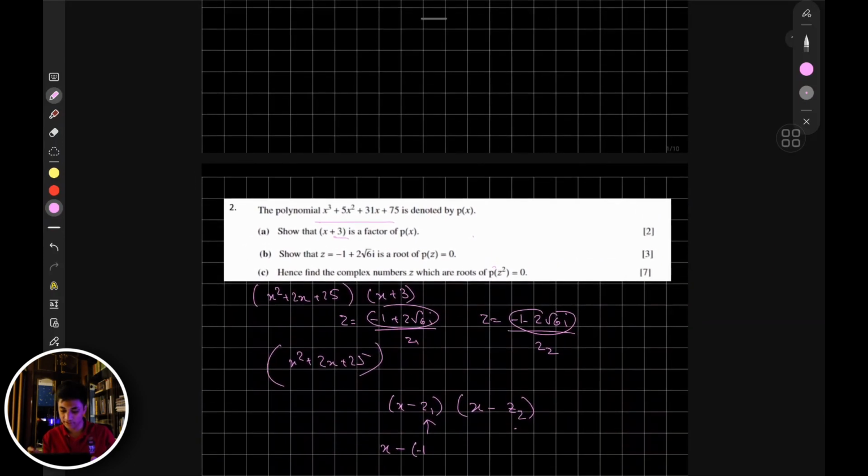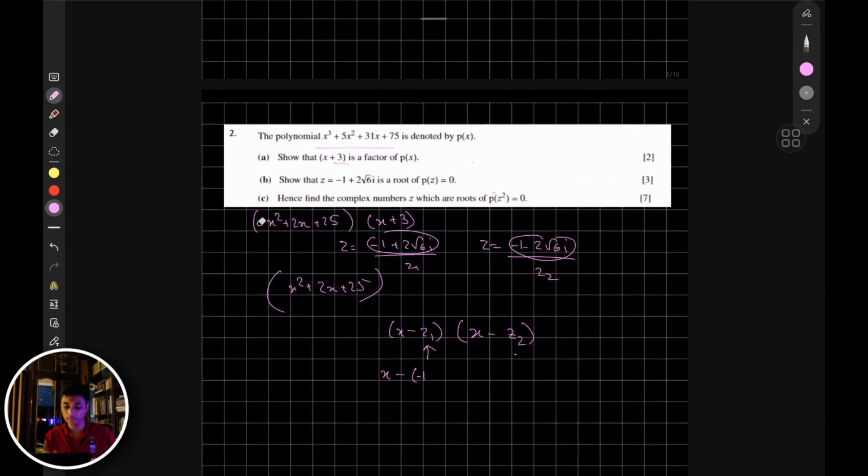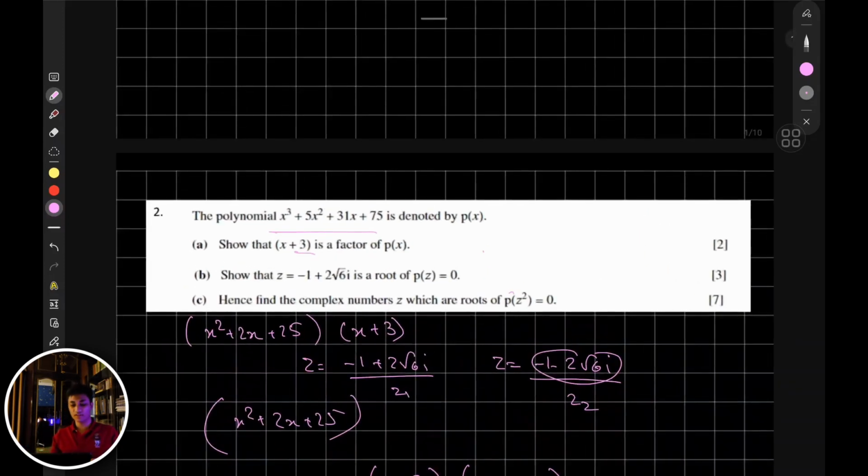Okay, so let's move on to the next question, which is 2. For 2, they've given you a polynomial, a function which has a power of 3. Great. So x cubed plus 5x squared plus 31x plus 75 is denoted by p of x. Great. So for A, they're asking you, show that x plus 3 is a factor of p of x.